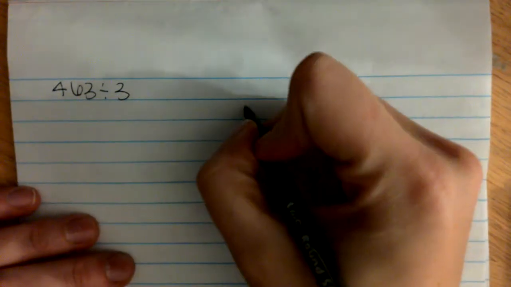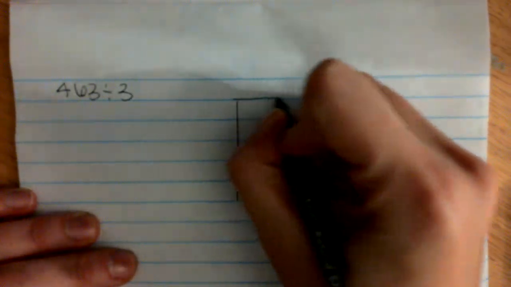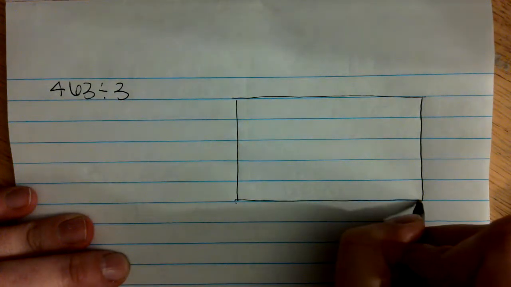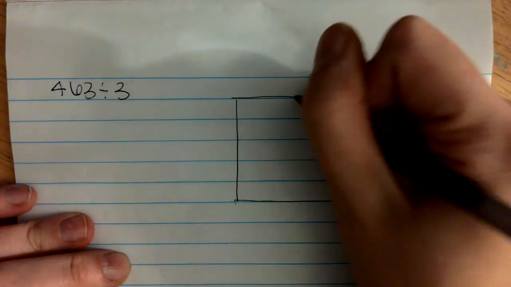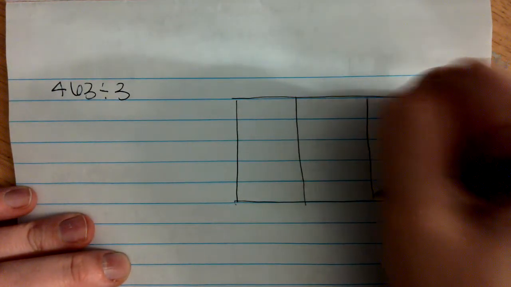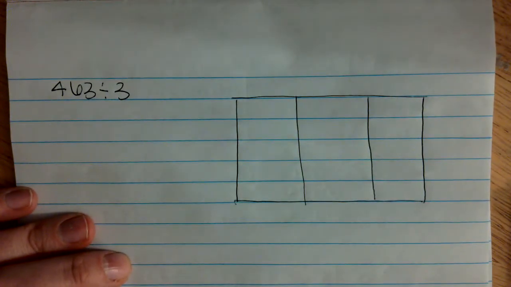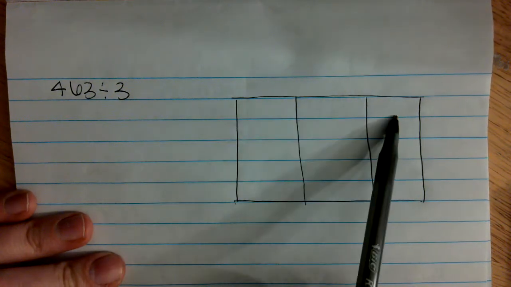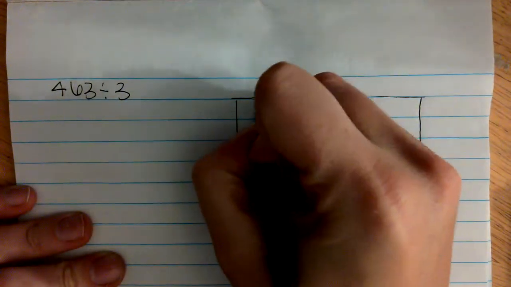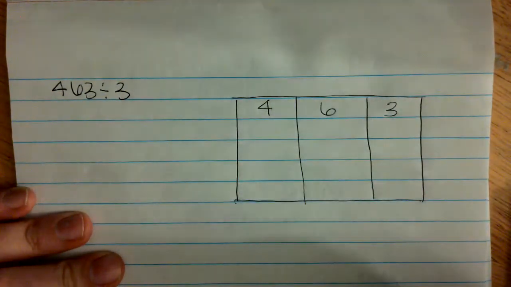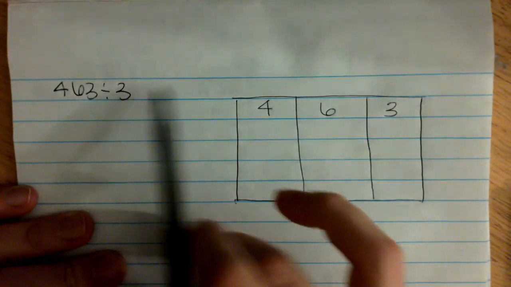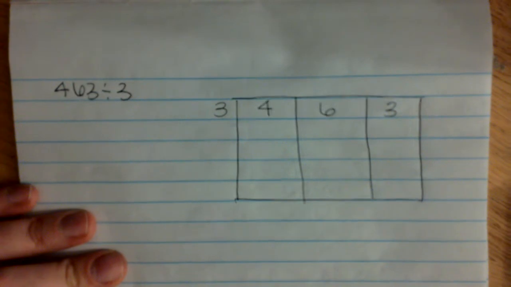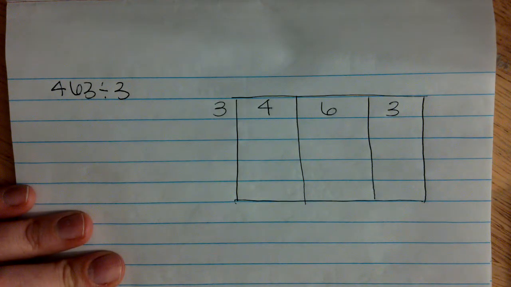All right. So I'm going to draw my large box. It doesn't really matter how large it is, just large enough that you can fit numbers inside of it. And then I'm going to set it up. So I'm going to put the dividend in here in the separate boxes, the 463. And then I'm going to put my divisor, 3, on the outside. All right. So let's go ahead and work through this.